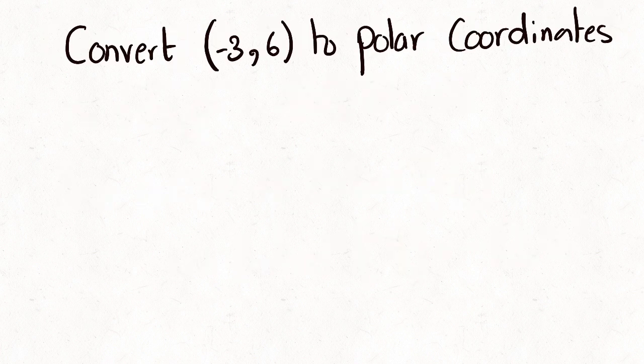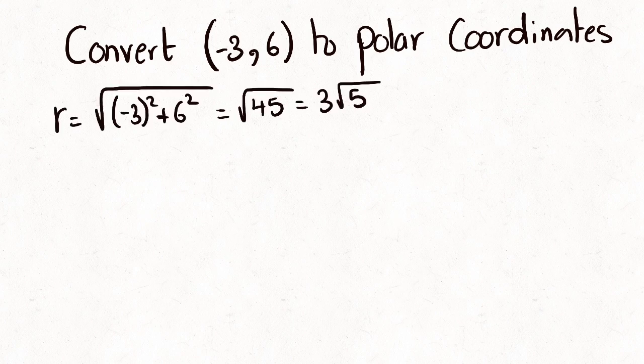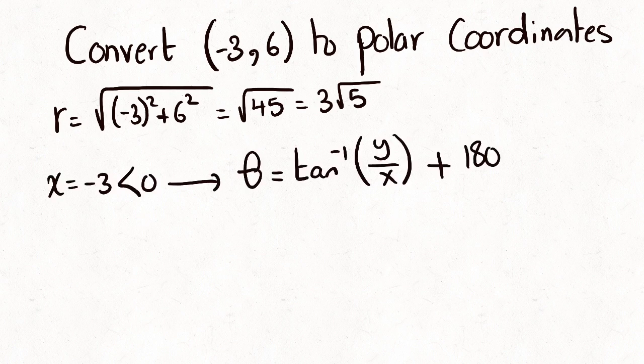Convert the following point to polar coordinates. First of all, we find r, which is the square root of (negative 3) squared plus 6 squared, and we will find the value. Then we check the sign of x, which equals negative 3. In this case, it is negative, thus we have to add 180 to theta. Thus we will say theta equals tan inverse of y over x plus 180. Then we use the calculator to find the rest of the answer.